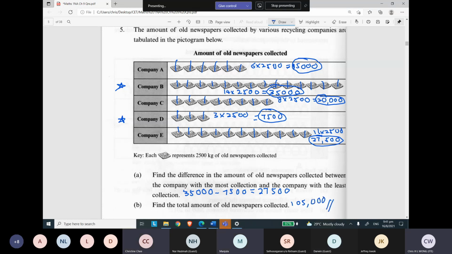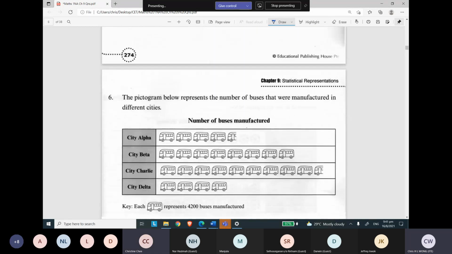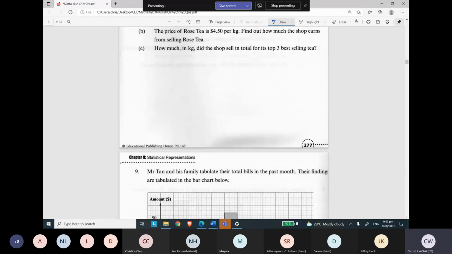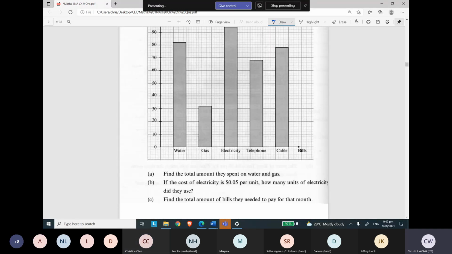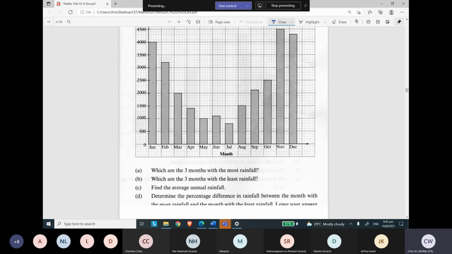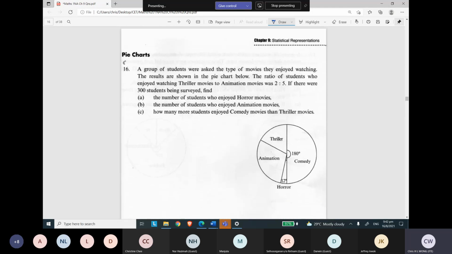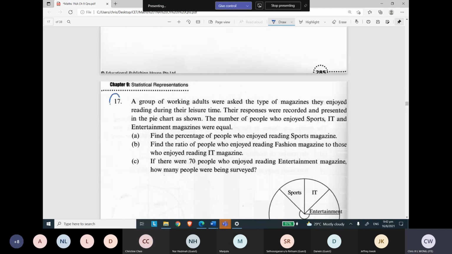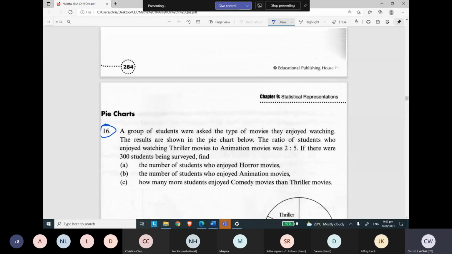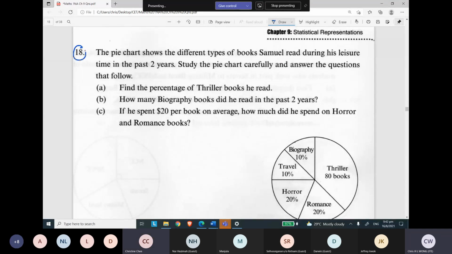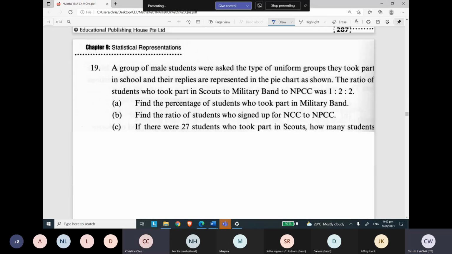Okay, what I need y'all to do: number 6 is also quite easy, I'm very sure you can do it. Now I want y'all to do the tougher ones, especially the pie. Pie is very tough. Y'all at least try to do these: 16, 17, 18. These are the difficult ones. Y'all must do on your own, okay? Then we check the answer next week. Okay.